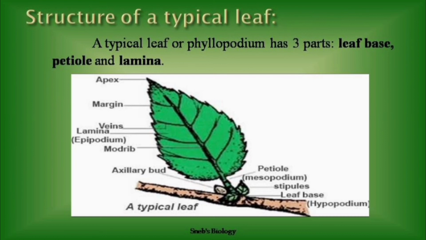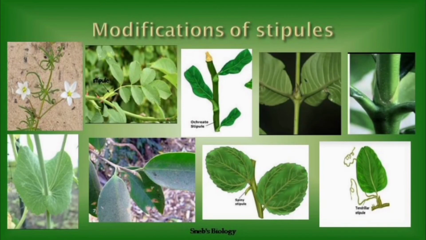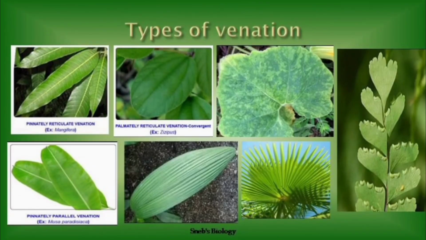So it was all about leaves. Leaves arise from the nodes of the stem and consist of mainly three parts, that is leaf base, petiole, that is the stalk of the leaf, and lamina. A paired tiny structure present at the base of the leaf is known as stipules, and the stipules are modified into various types to protect the leaf primordium. The leaf blade or lamina consists of many veins and veinlets. These veins are nothing but the vascular tissue, and the arrangement of veins and veinlets is known as venation. It may be reticulate venation, parallel venation or forked venation.